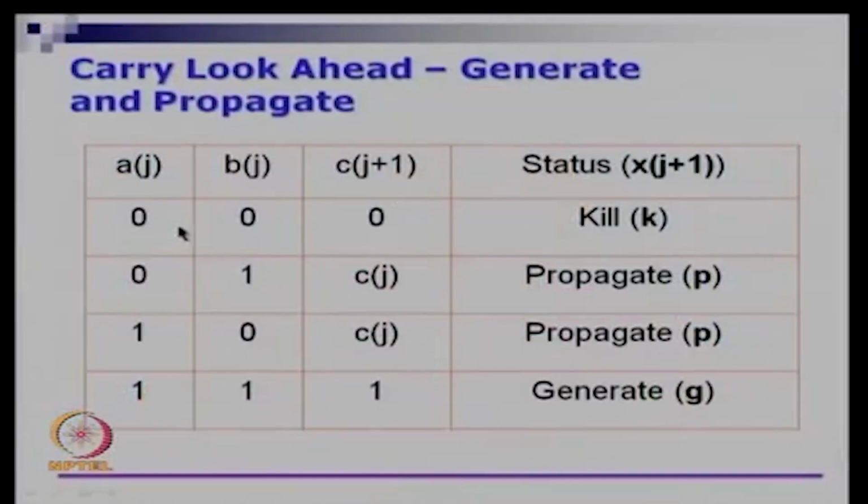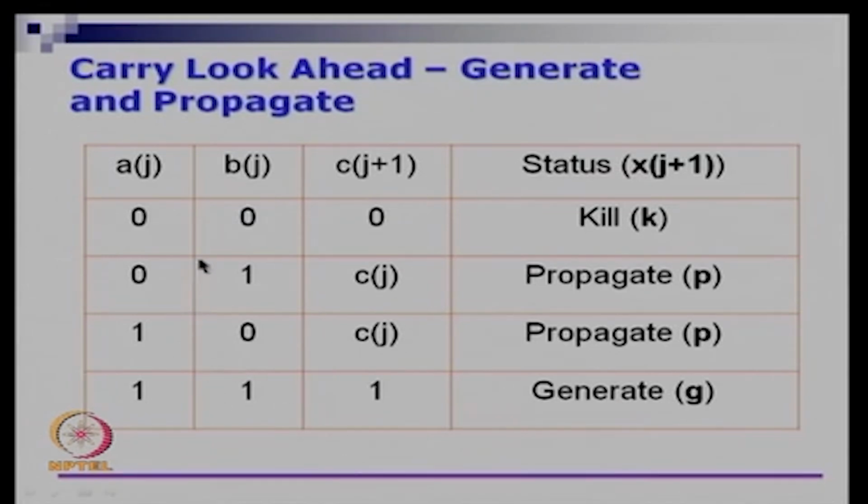A kill condition happens when both A of j and B of j are 0, because without looking at C of j, I can say that C of j plus 1 is killed, or it is going to be 0. Similarly, if A of j and B of j are both 1, again without looking at C of j, I can say that I have to generate C of j plus 1 to be a 1. I have to make that carry a 1. I will call that the generate condition.